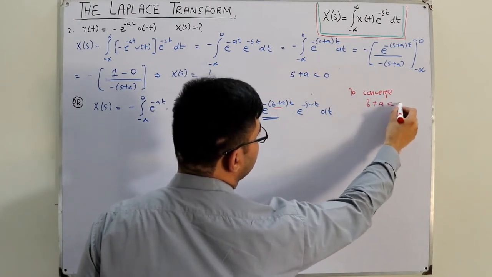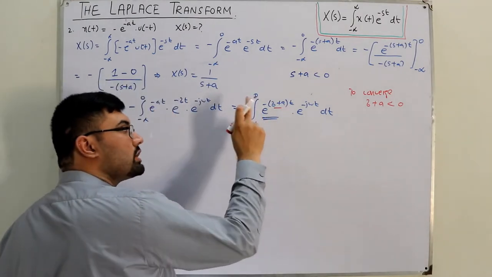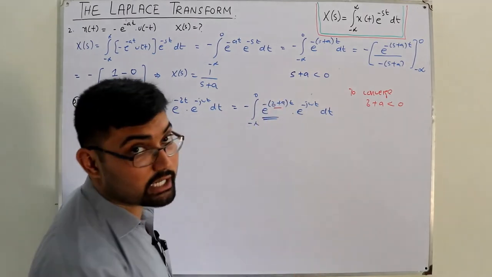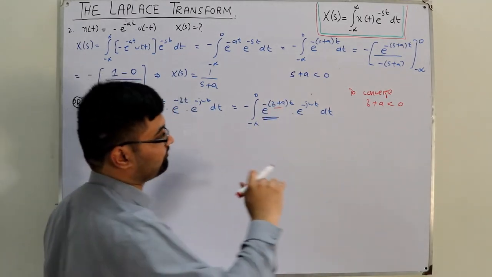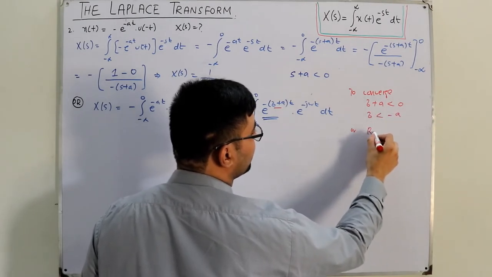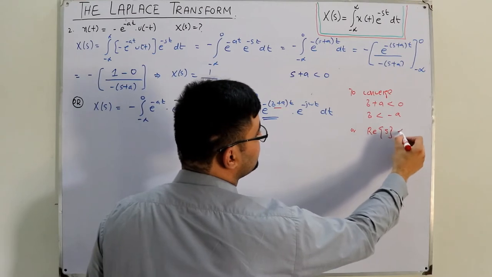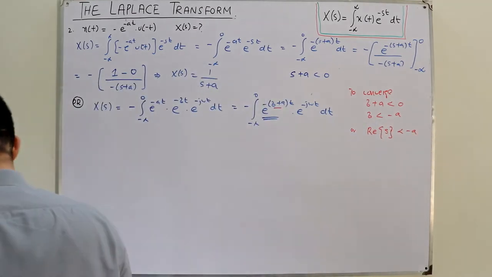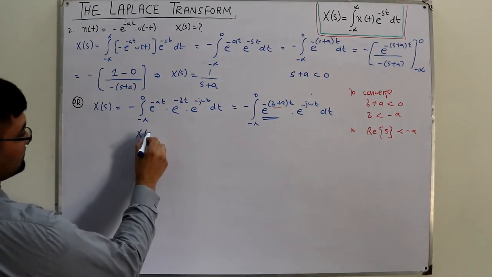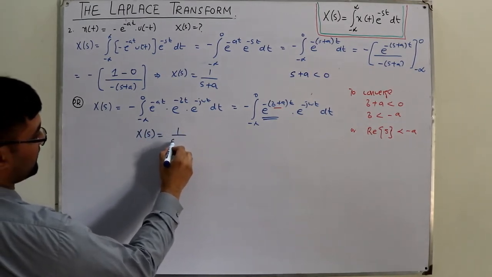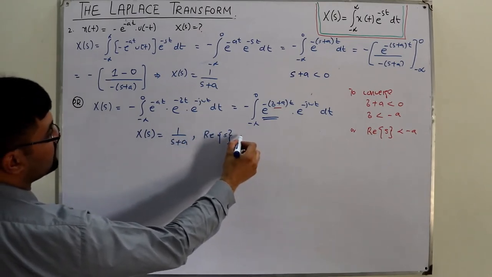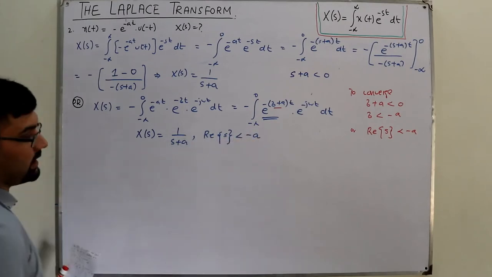Sigma plus a is negative. So this negative into this negative would give you a positive, and now you put t equal to minus infinity, this would give you exponential of minus infinity, which would converge to 0. So that's the point, which means sigma should be less than minus of a, or alternatively I could write real of s should be less than minus of a. So which means what have I got? I have got x of s equal to 1 upon s plus a, with the condition that real of s should be less than minus of a.